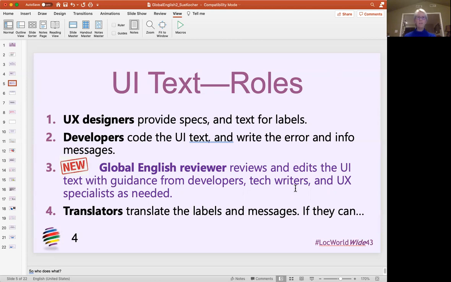So the roles that we have are the UX designers who write the specs and the text for the labels. The developers then code the text, but they also write the error and the informational messages. The translators do the best they can, trying to translate the texts that they get out of context in their translation tools. And it's not always easy for them to do. So my job that I stepped into was as global English reviewer. I look at and edit the UI text with guidance from the developers, and I work also with tech writers and UX specialists whenever I can. So that's my role. I'm a global English specialist.